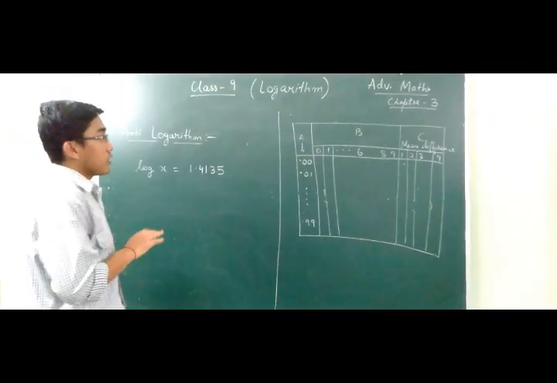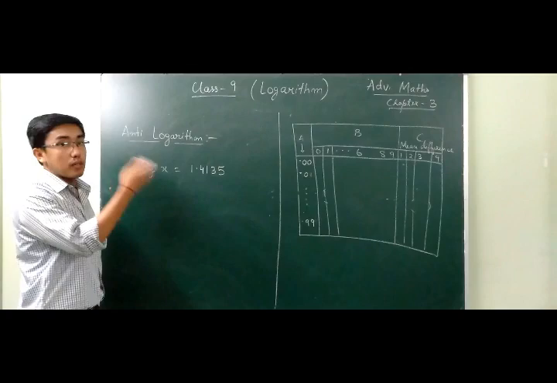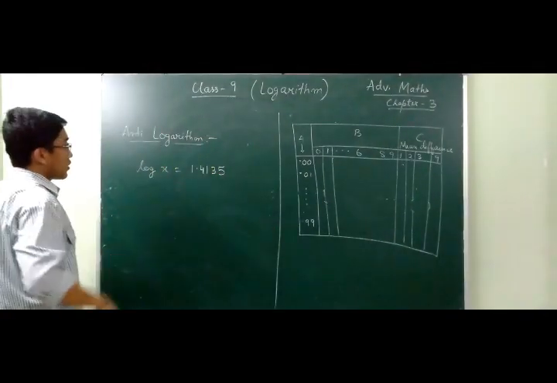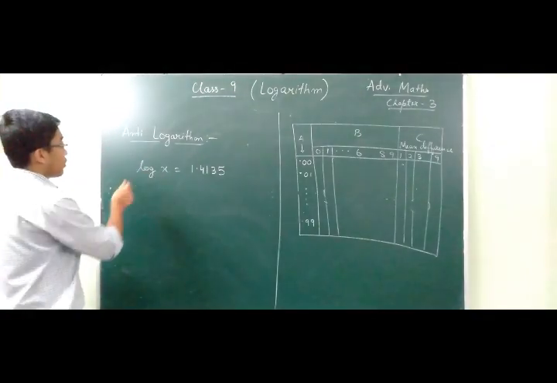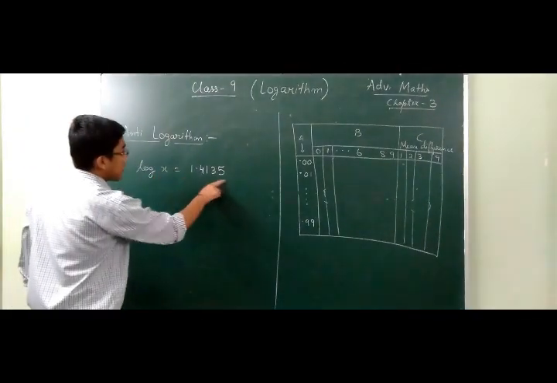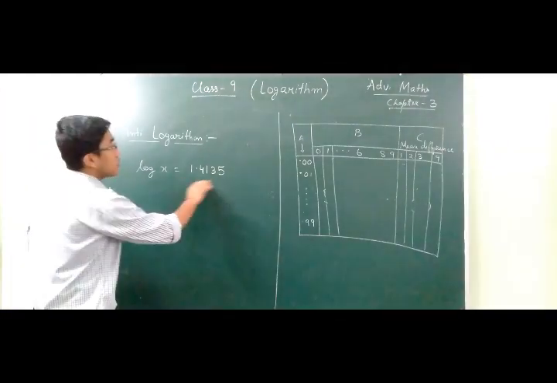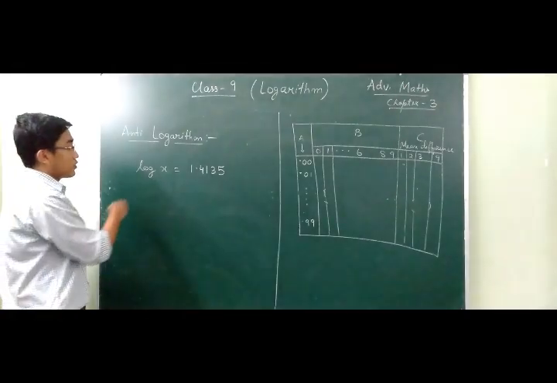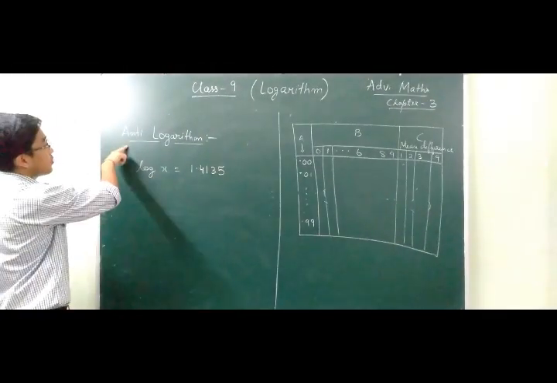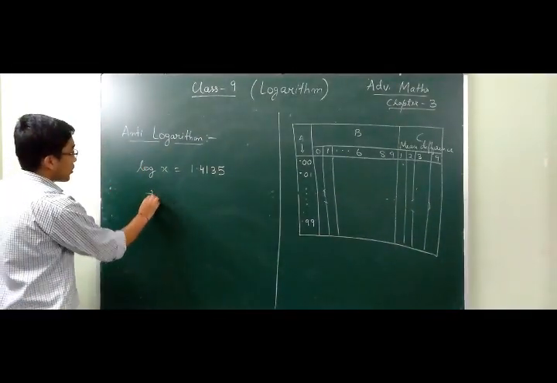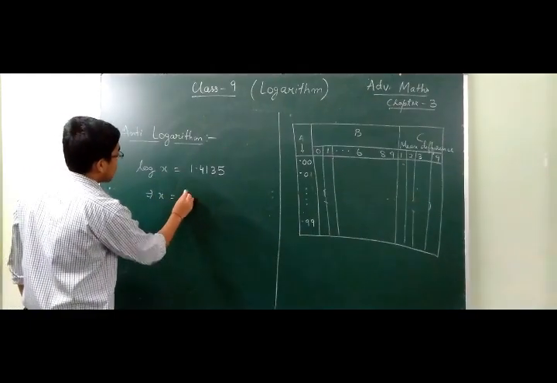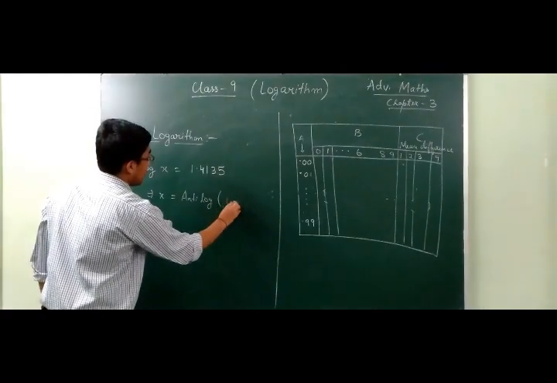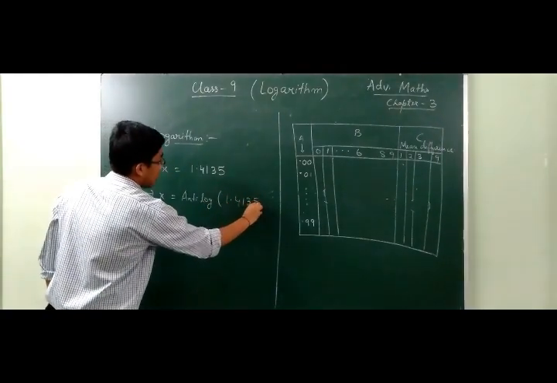Just now we have seen how to find the log of a given number. Now, if I know that the log of some unknown number is this, that means if I know the answer, how do I find the value of that variable? To do this we use the term antilog. So this implies x is equal to antilog of 1.4135.